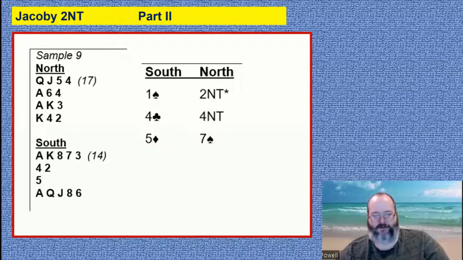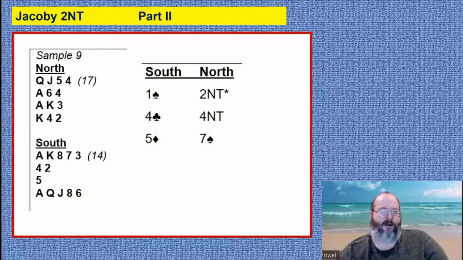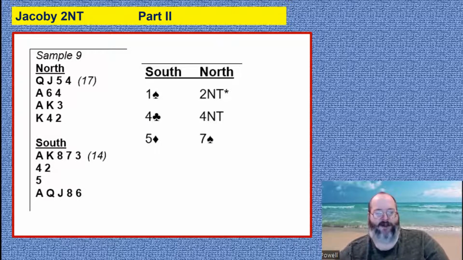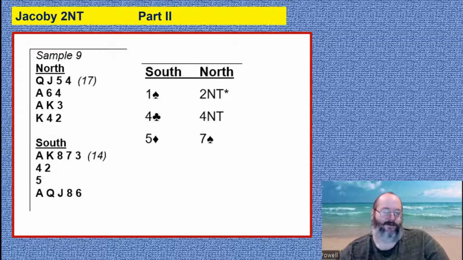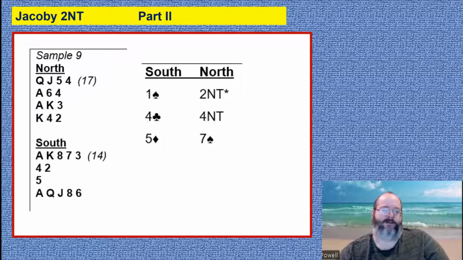Yeah, you could bid 7 no trump, but just in case the clubs don't break for you. The one thing North doesn't know is that South has the jack of clubs too. That's what makes 7 no trump a good bet. But still, stick with 7 spades here.